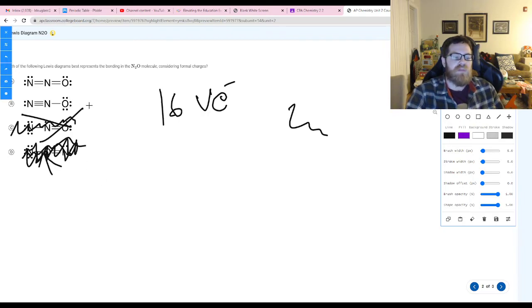Now let's look at what remains. We have 1, 2, 3, 4, 5, 6 on oxygen, giving it 0. 1, 2, 3, 4 nitrogen, giving it +1. And 1, 2, 3, 4, 5, 6 on nitrogen, giving it -1. So here we have a neutral oxygen with the nitrogens canceling each other out. Here we have 1, 2, 3, 4 on nitrogen, again a +1. 1, 2, 3, 4, 5, 6, 7 on oxygen, a -1. And 1, 2, 3, 4, 5 on nitrogen, giving it a formal charge of 0.